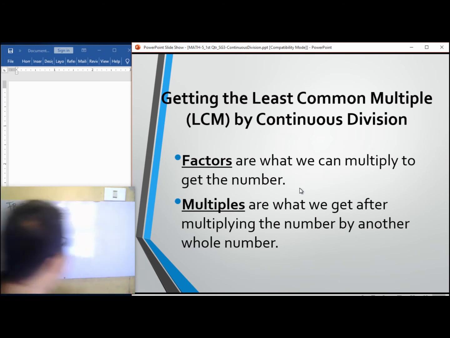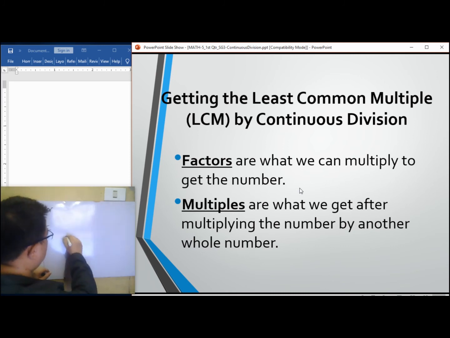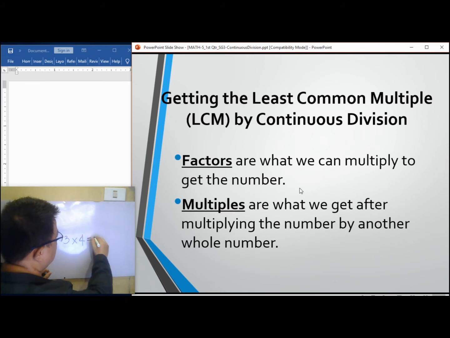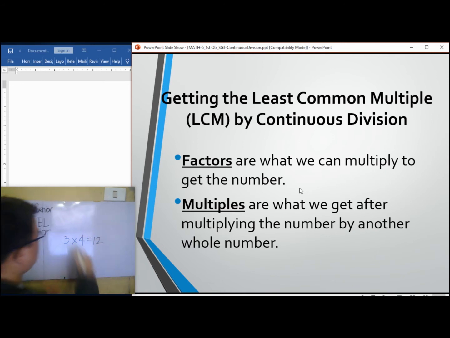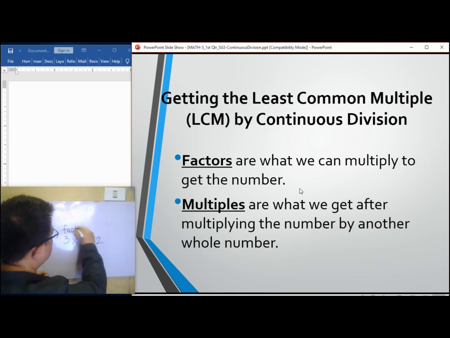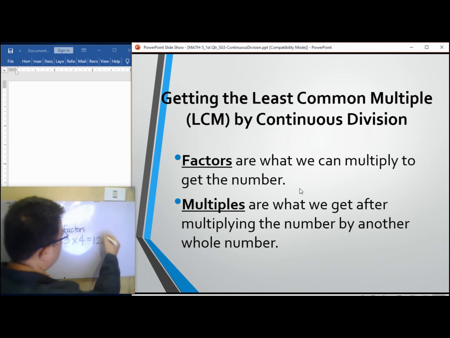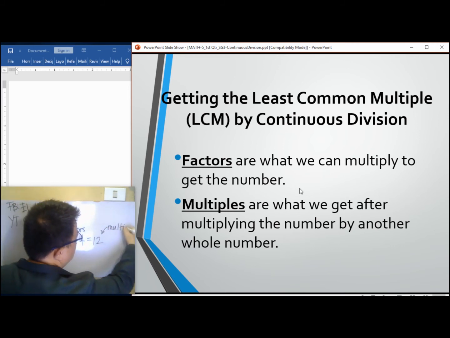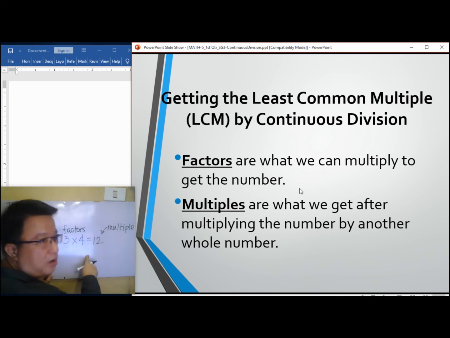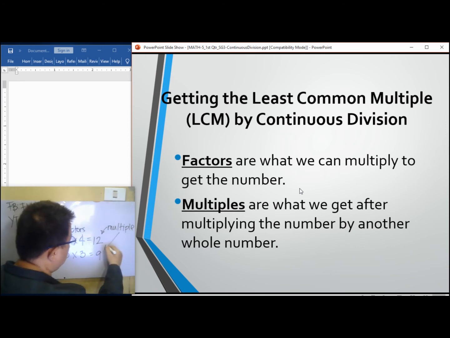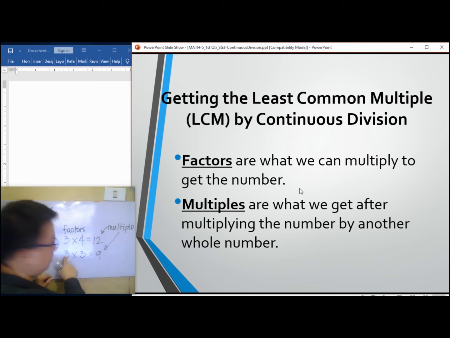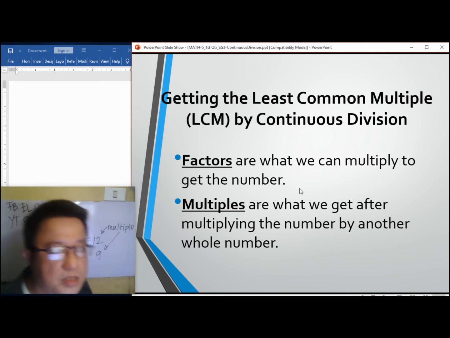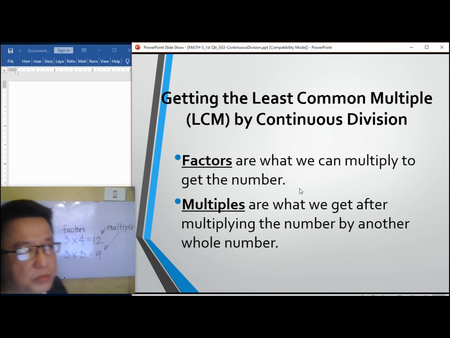So let's say we have 12. 3 times 4 equals 12. These are the factors, and 12 is a multiple. It is a multiple of 3 or 4. Okay? We can also have 3 times 3, and 9 is a multiple of 3. So that's the difference between a factor and a multiple.